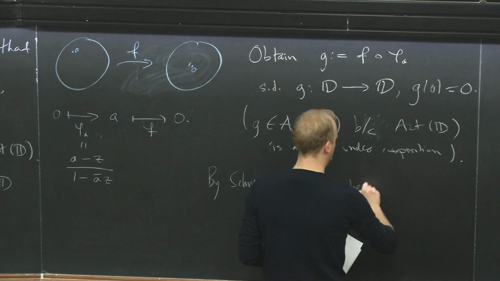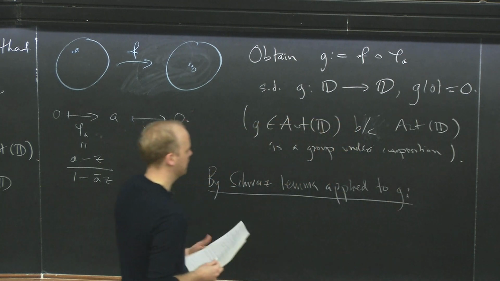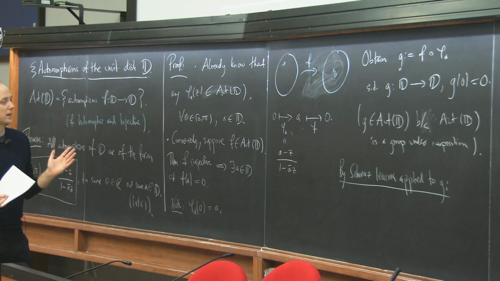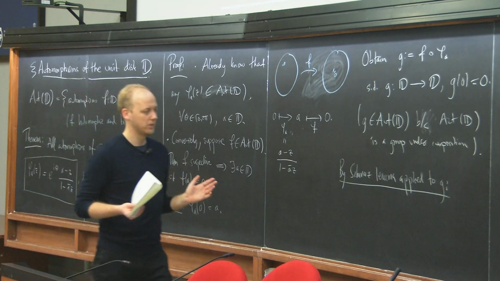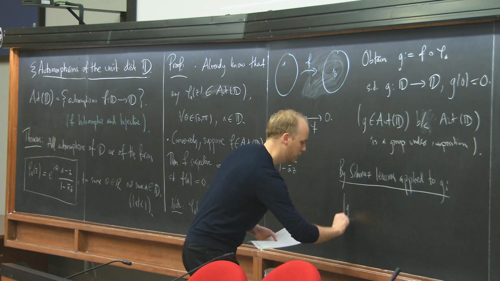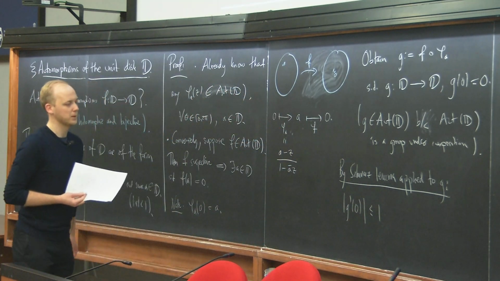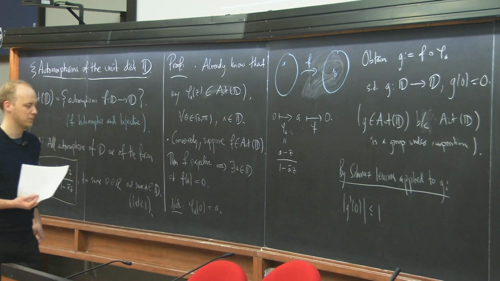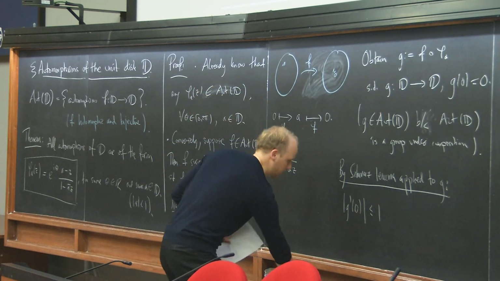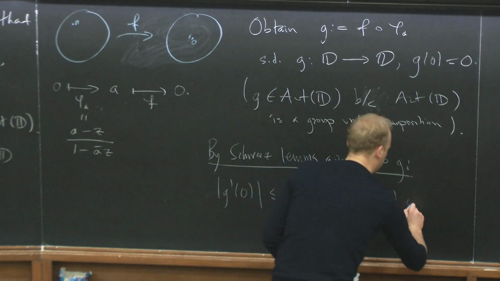So by the Schwarz lemma applied to G, what can we conclude? Well, the Schwarz lemma said that the absolute value of G of z is less than or equal to the absolute value of z. It also said that the absolute value of G prime of 0 is less than or equal to 1. So you remember there were two possible conclusions from the Schwarz lemma, and this was one of them. This is the one that we will use, okay? I can write the other one also, but it will not be used right now in the proof.